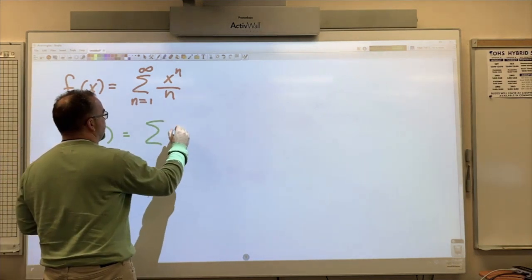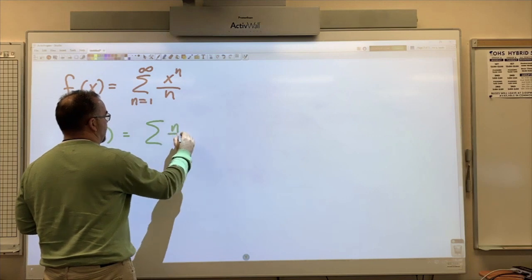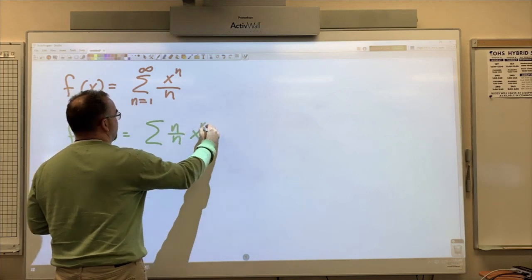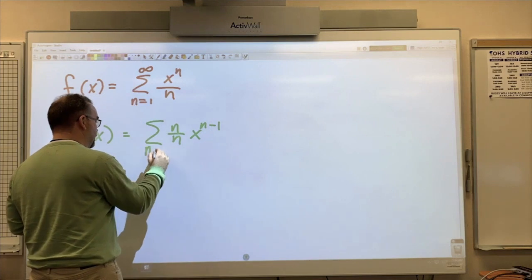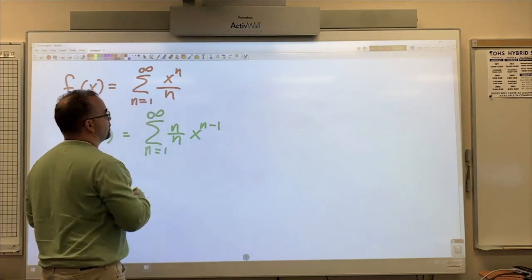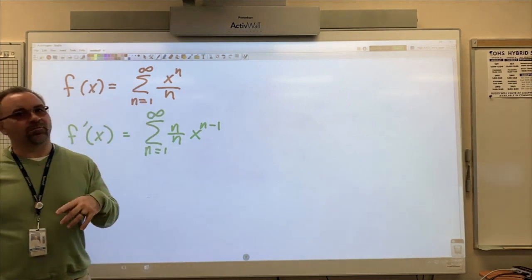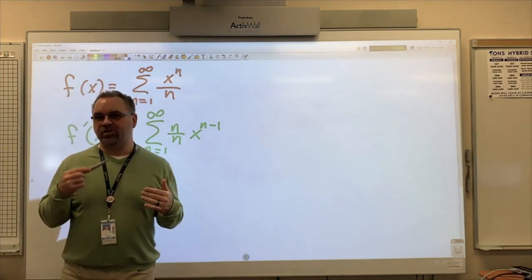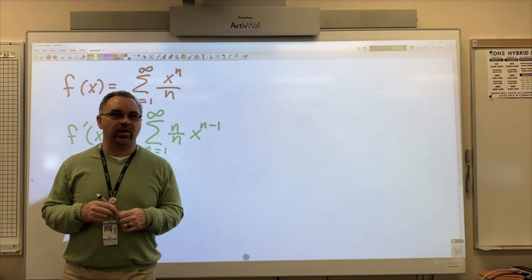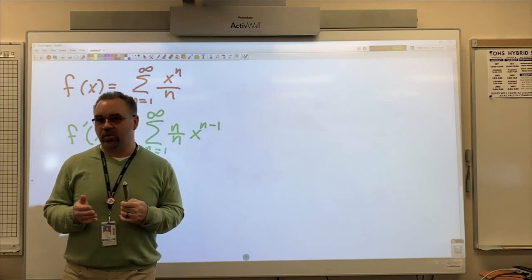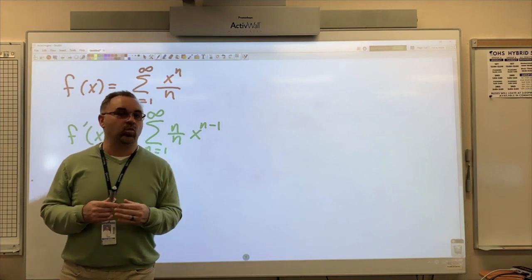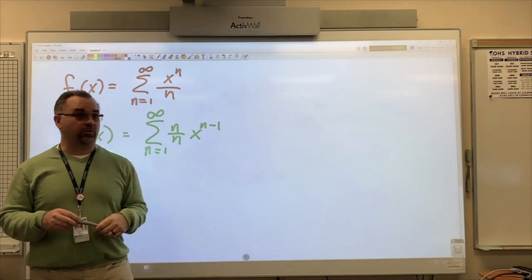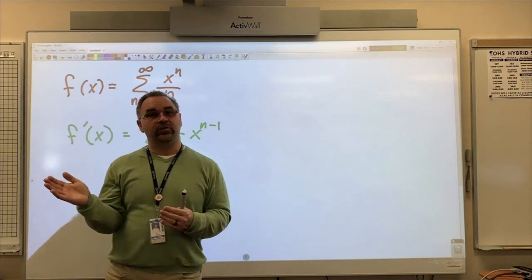And so the n would come down and go over the other n, and we get x to the n minus 1. Now, in this particular case, whereas in my first example, when I took the derivative, I changed the lower index number to go from 0 to 1. And that was because the first term was a constant. And when I took the derivative, that constant would have derived to 0.